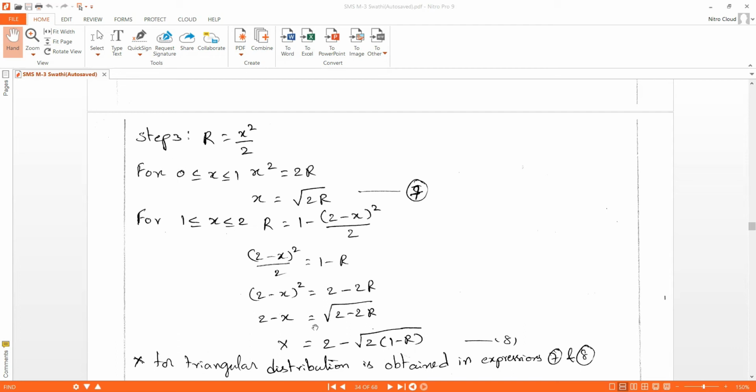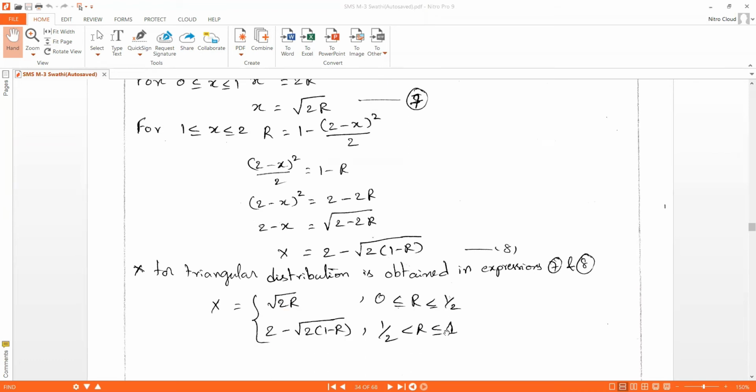2 minus x is equal to square root of 2 minus 2r. Okay. Now, if you send 2 this side and square root this side, it will become x is equal to 2 minus square root of 2 into 1 minus r. Because the 2 is common here, we are taking it out. So, 2 into 1 minus r. That is x value.